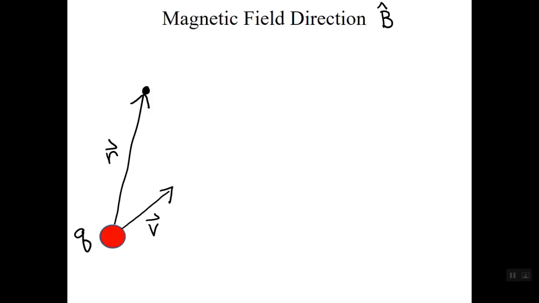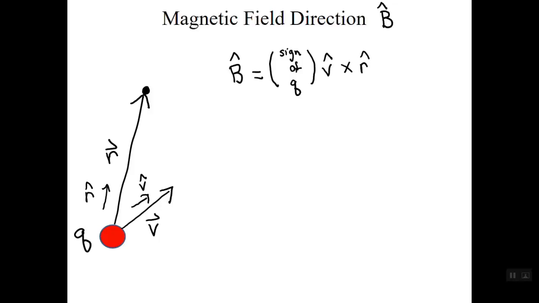Let's now discuss how to figure out B hat, the unit vector that describes the direction of the magnetic field. The direction of vector B depends on both the directions of the position vector r and velocity v, which we can describe by r hat and v hat respectively. B hat is equal to the cross product of v hat with r hat times the sign of the charge q. Now, it would be a good time to review how to do cross products, which we learned earlier how to do in our study of mechanics.